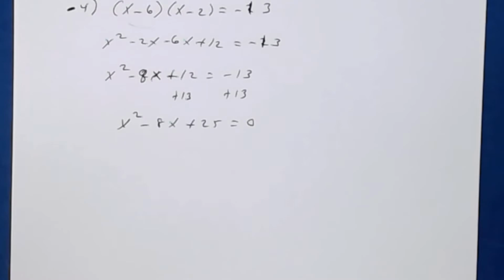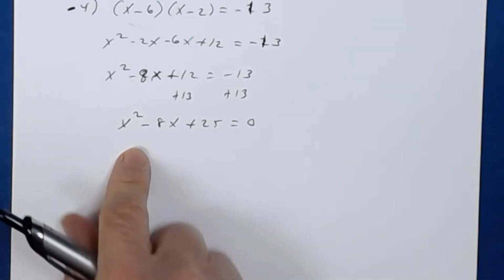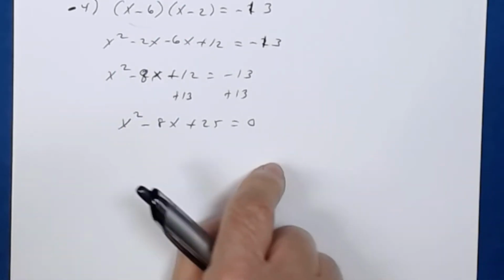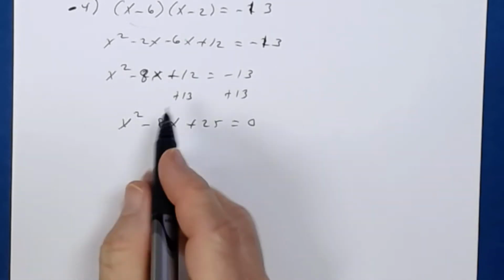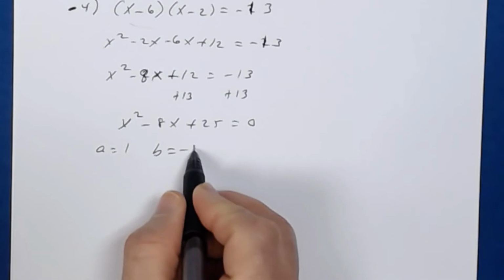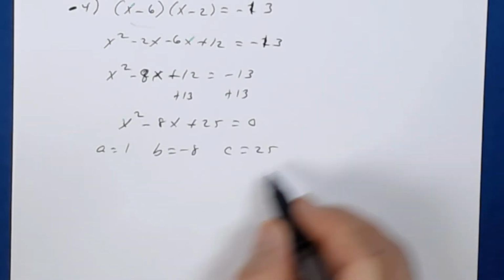Okay, so let's use the quadratic formula. It's not factorable. You can try, but don't waste your time. Unless you're told to solve by factoring, go directly to the quadratic formula. So a is 1 again, b is negative 8, and c is 25. Okay, so remember your formula.